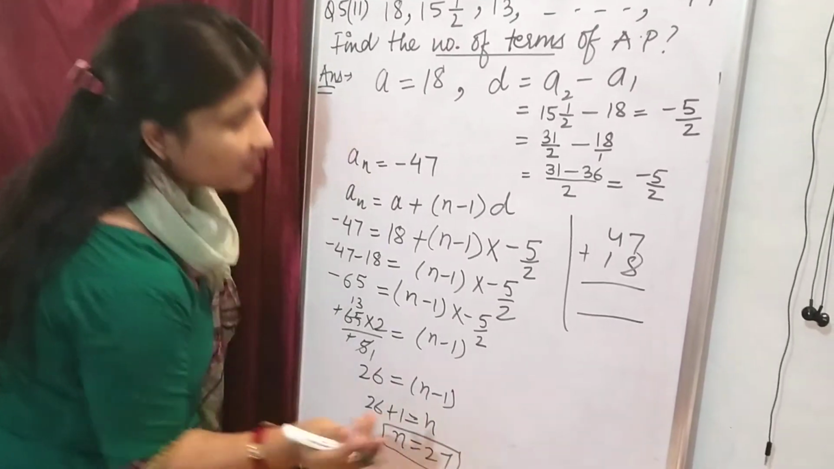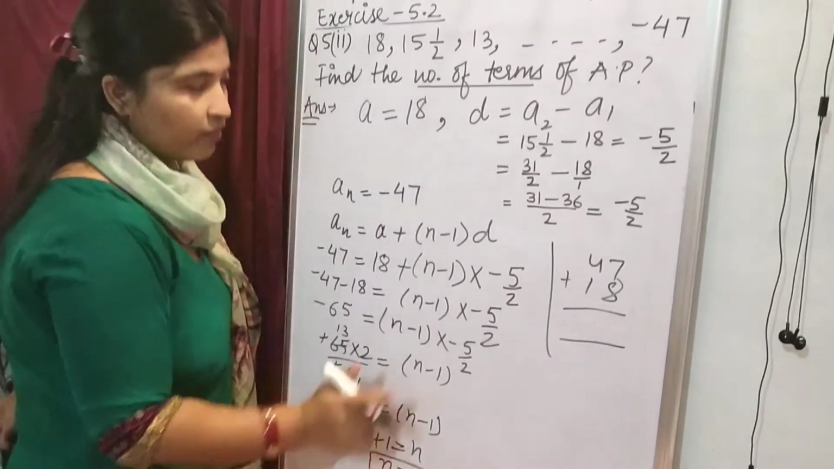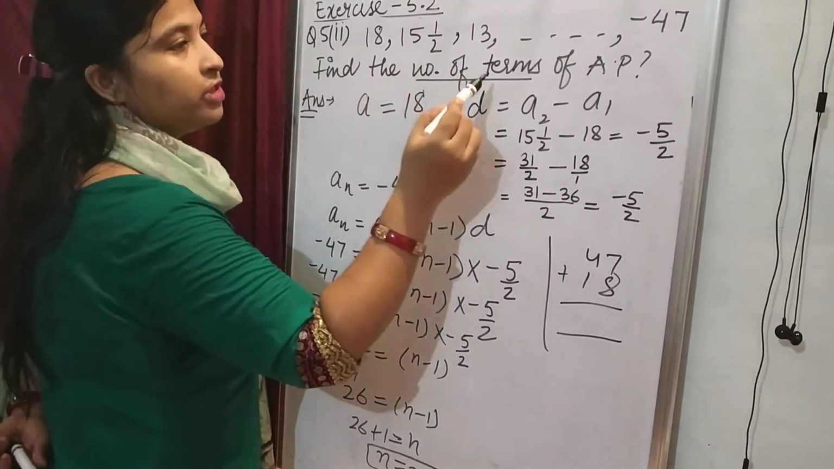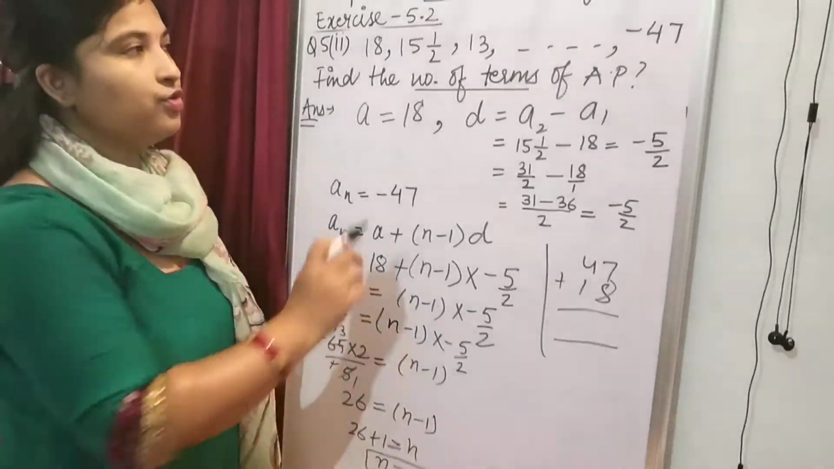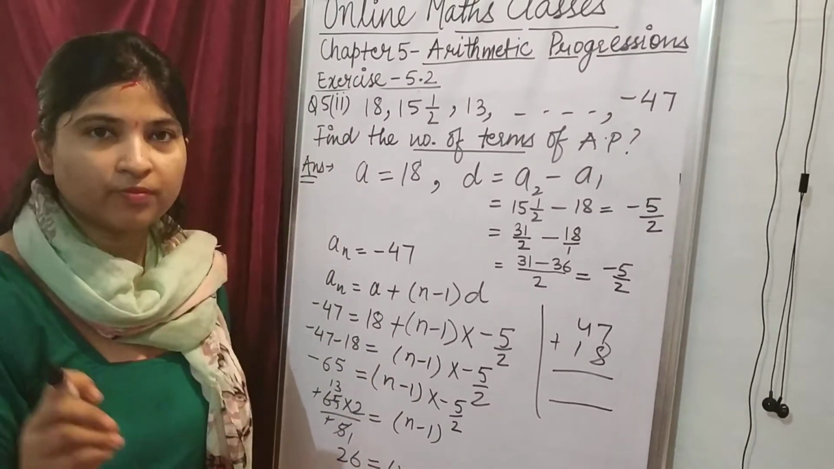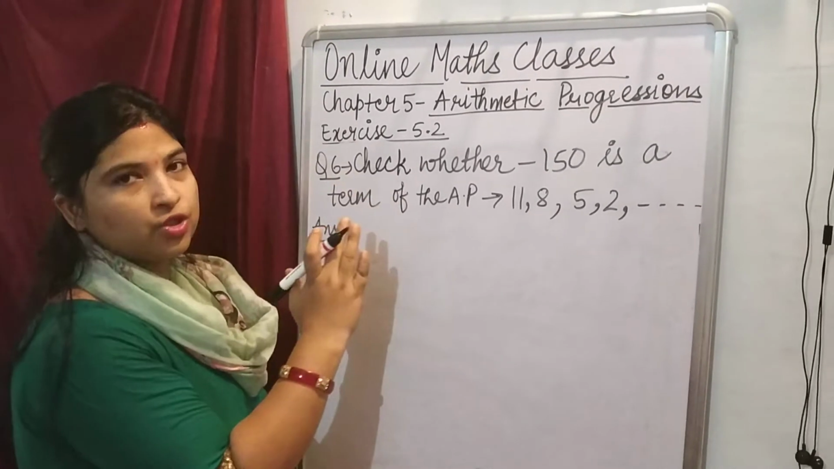So which term of the AP? Sorry, find the number of terms of the AP. So what will you say? The number of terms of the given AP is 27. You have always to take the language from the question itself. Yes students, next question, question number 6.